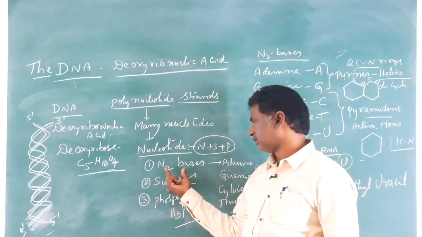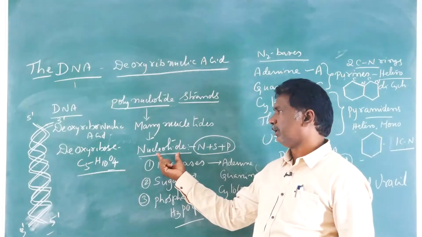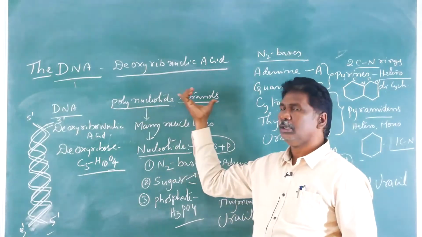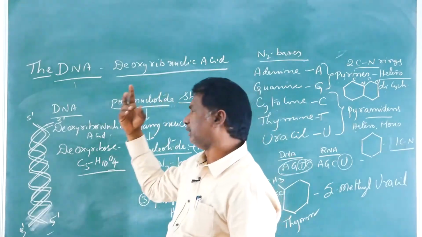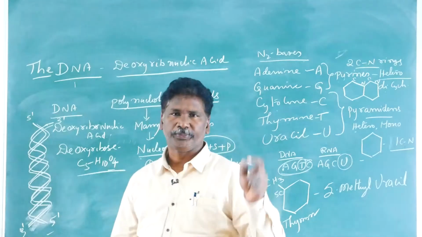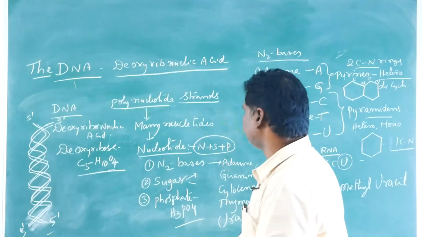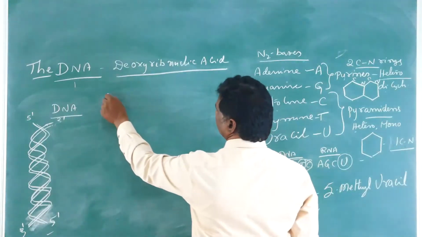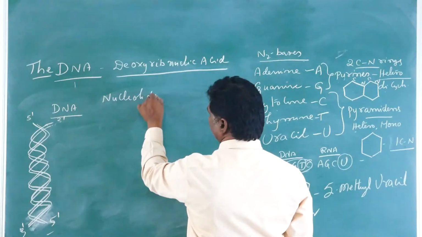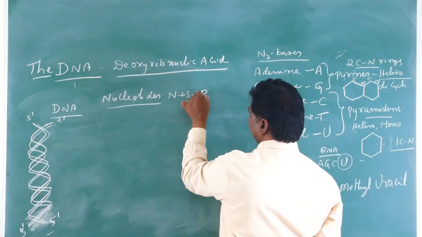The nitrogen base combines with the sugar and the phosphate to form nucleotides. Different nucleotides aggregate to form a polynucleotide chain. Two polynucleotide chains are present in DNA, and only one in RNA. Now we can see how nucleotides are formed. Very simple: N plus S plus P.